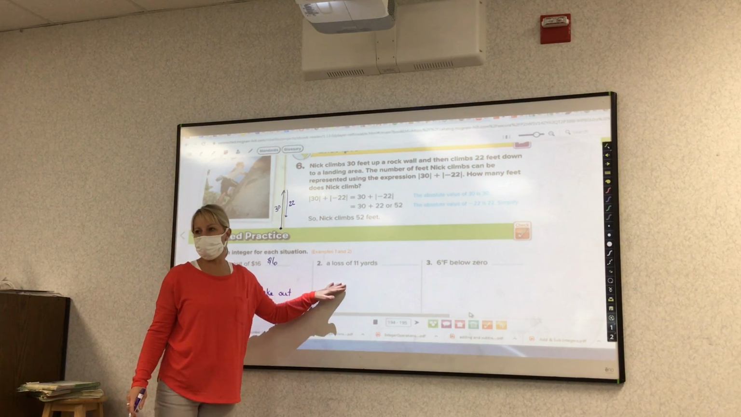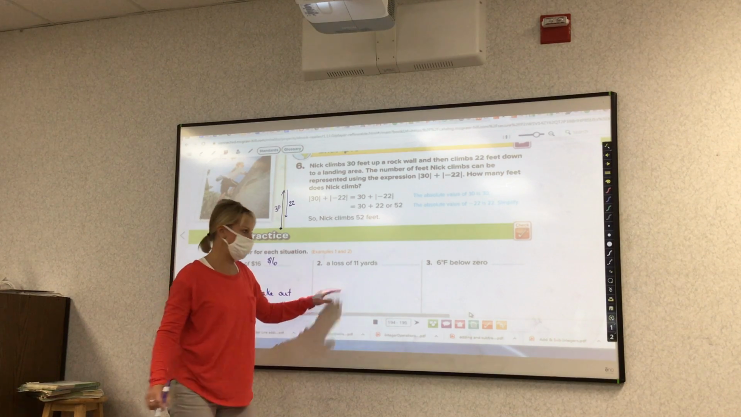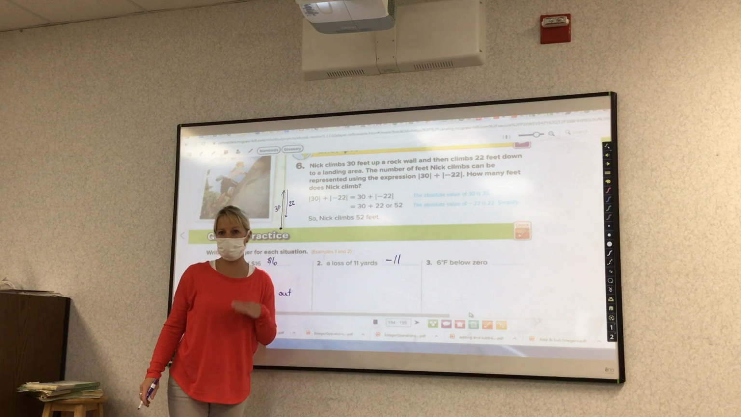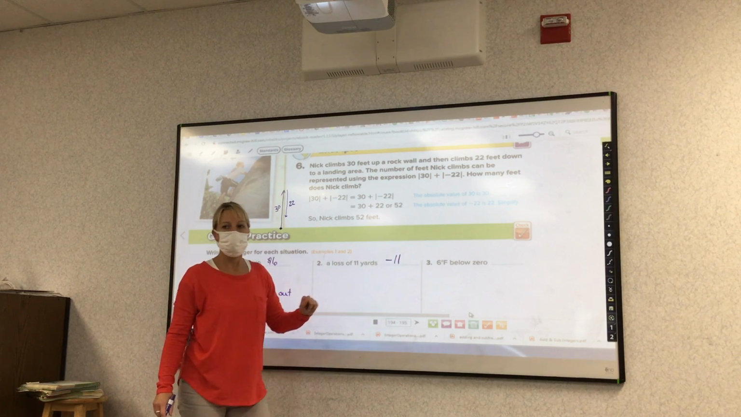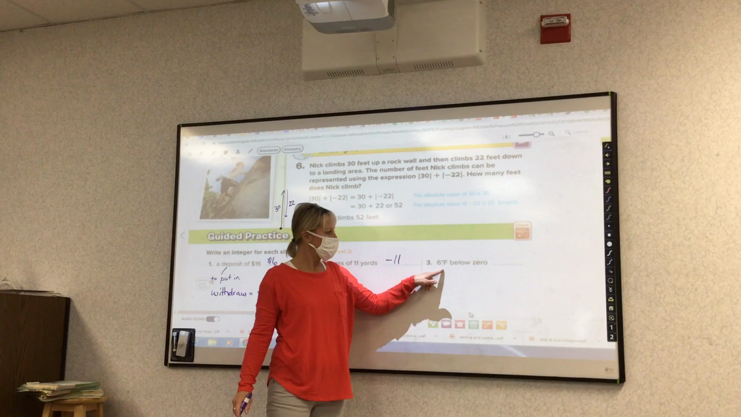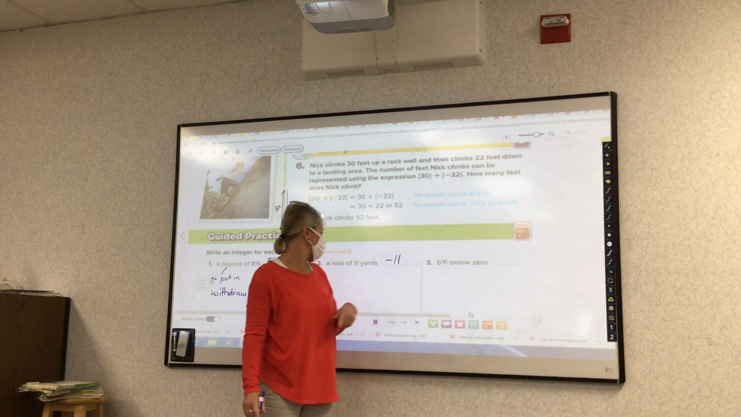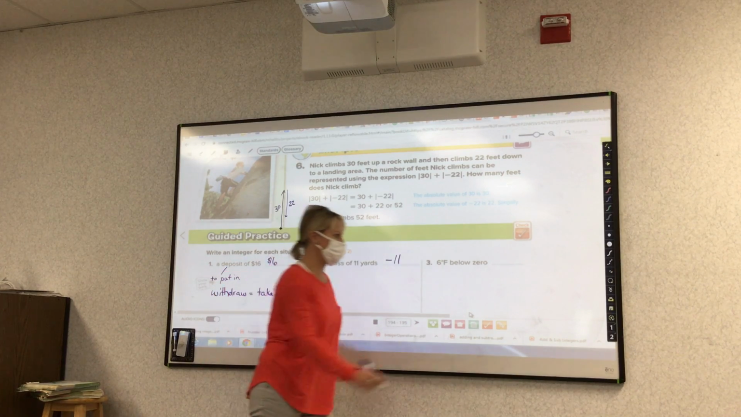A loss of 11 yards. Negative 11. We don't want any of that tonight, boys. Not during the football game, no negatives. Well, the 8th graders have been playing the whole time, so. 6 degrees below 0? Negative 6.